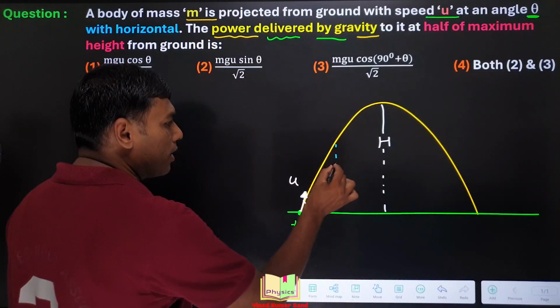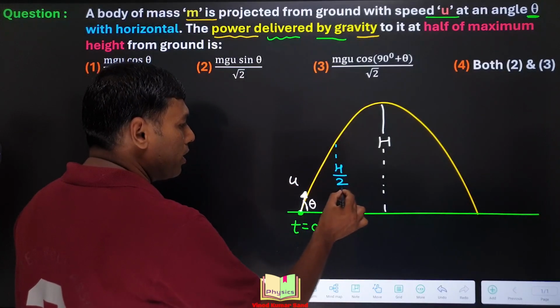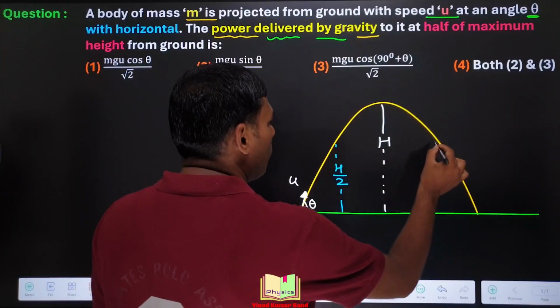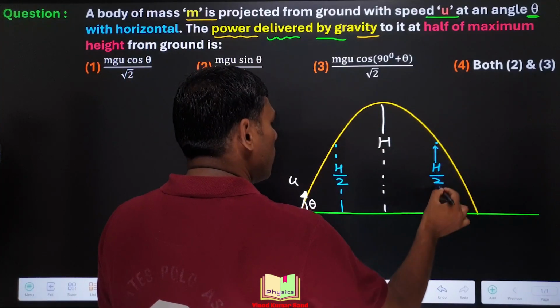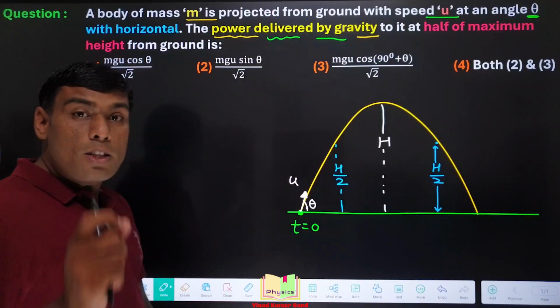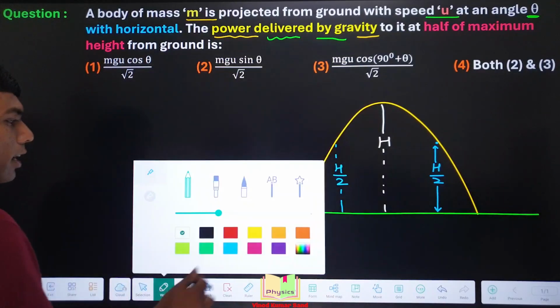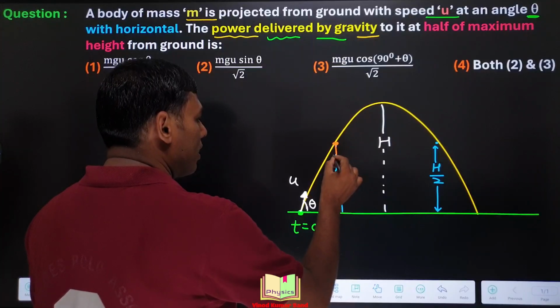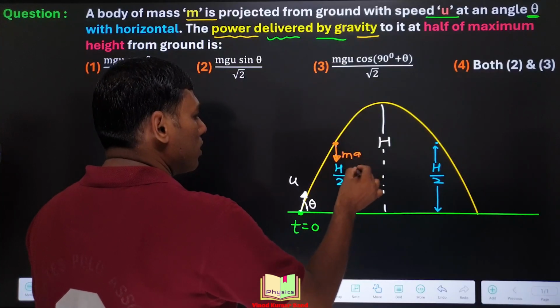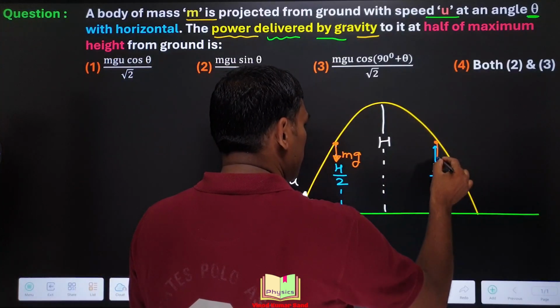Let us consider this height is h by 2. So the same level would be here again, h by 2. Now at these two levels, if we check, the gravitational force is here mg. The gravitational force is here mg.